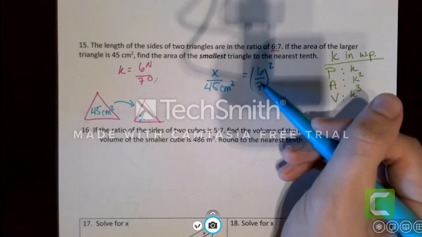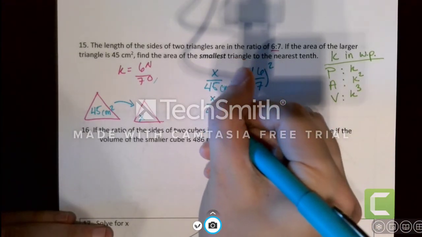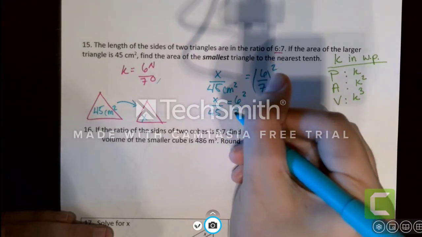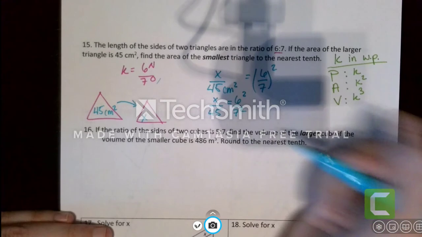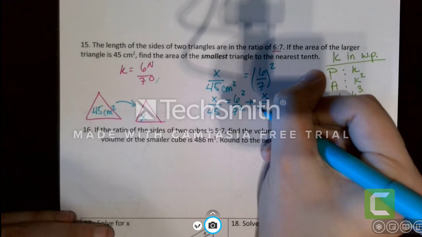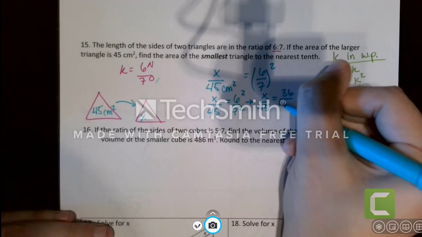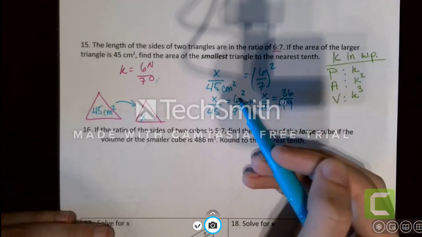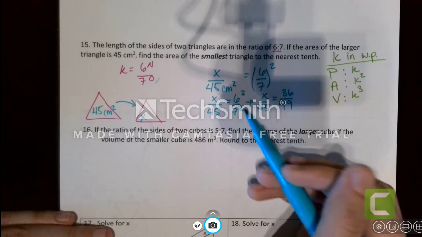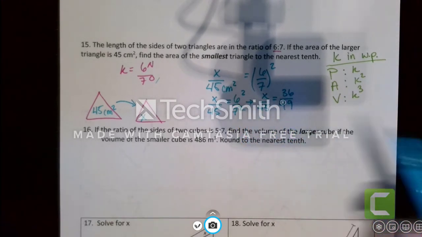So let's distribute our square to the top and the bottom. Your ratio should still be x over 45 on the left, but on the right, you'll have 6 squared over 7 squared. And when you plug both of these into the calculator, your ratio ends up looking like x over 45 is equal to 36 over 49. Because when you are squaring a number, you're multiplying 6 by itself twice. So 6 times 6 for the top and 7 times 7 for the bottom.